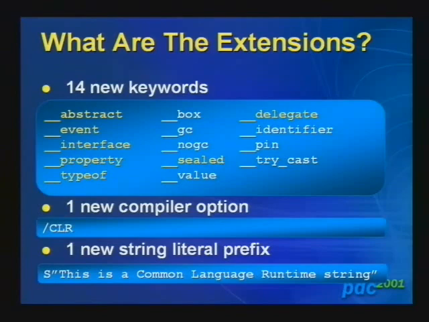I think that's all of the relevant keywords. There's also one new string literal prefix, which is the S prefix, which creates a wide character literal that is stored in the metadata, which makes it a bit more efficient to create System String instances from than the normal wide string literals.